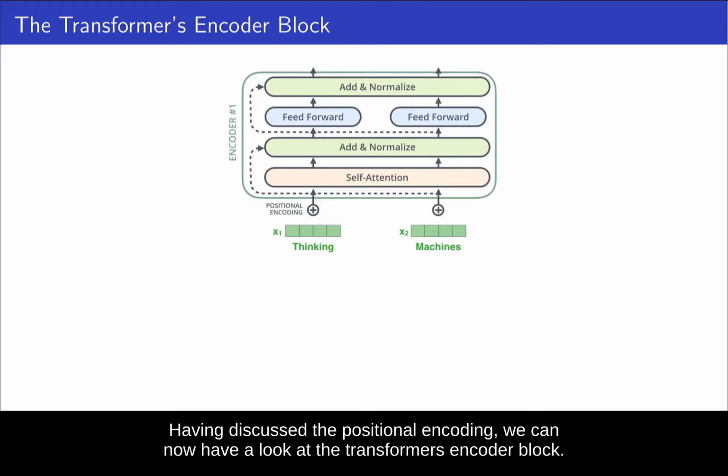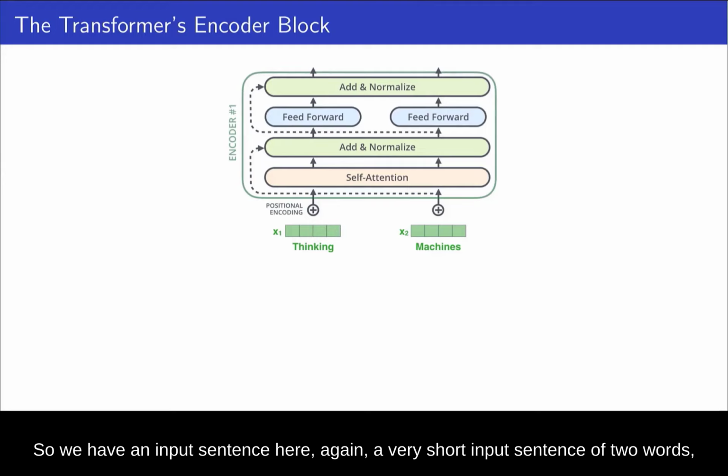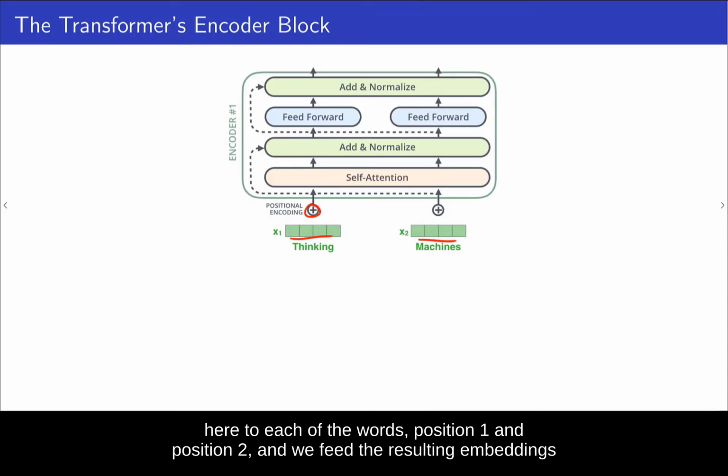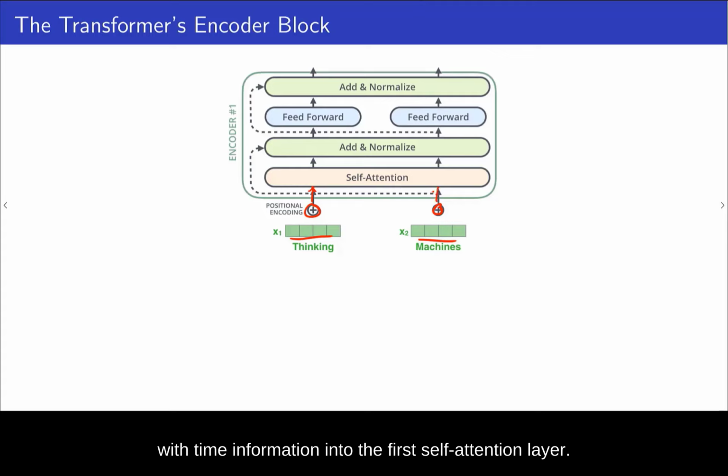Having discussed the positional encoding, we can now have a look at the transformers encoder block. So we have an input sentence here. Again, a very short input sentence of 2 words. And we have the embeddings of the individual words. Then we add this positional encoding here to each of the words, position 1 and position 2. And we feed the resulting embeddings with time information into the first self-attention layer.